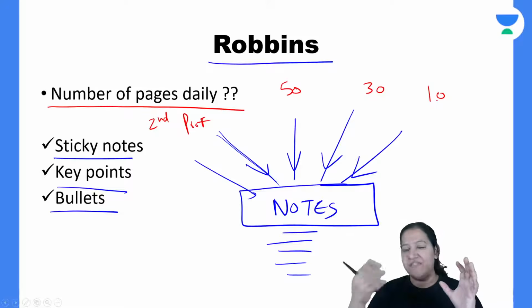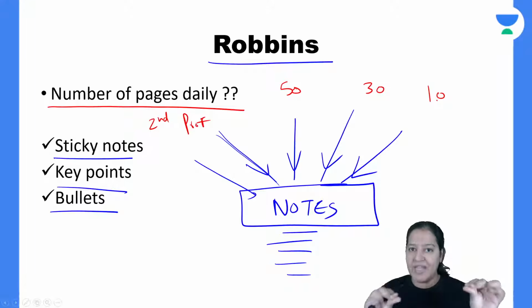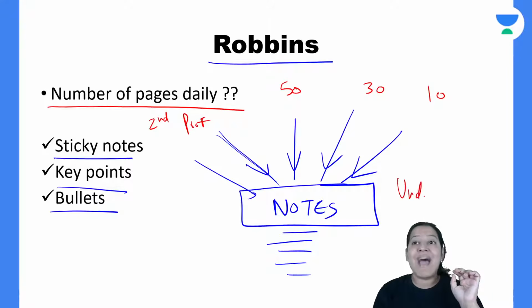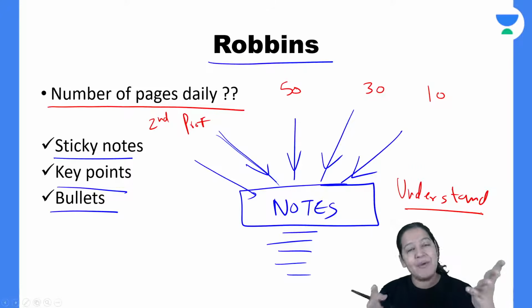Some persons read fast, some persons read slowly. But the only thing you should take into consideration, whatever you are reading, is that you should understand it. You should understand whatever you are reading. Reading is not important. Understanding behind reading is important.